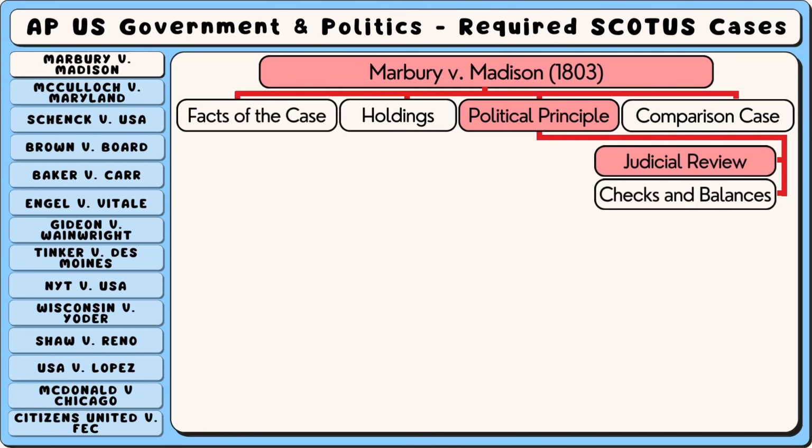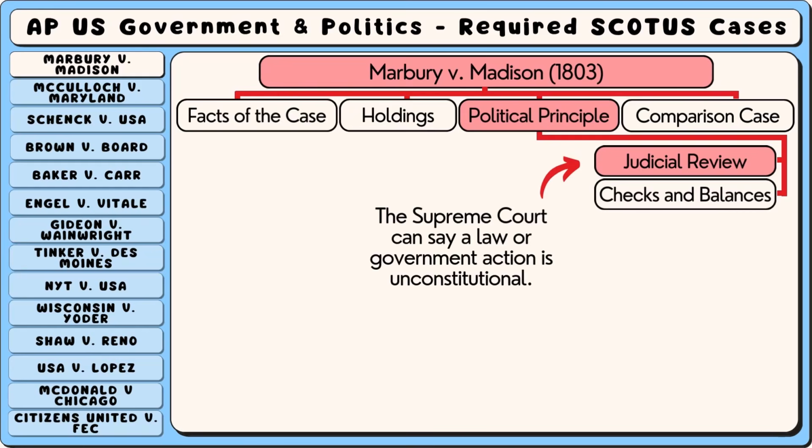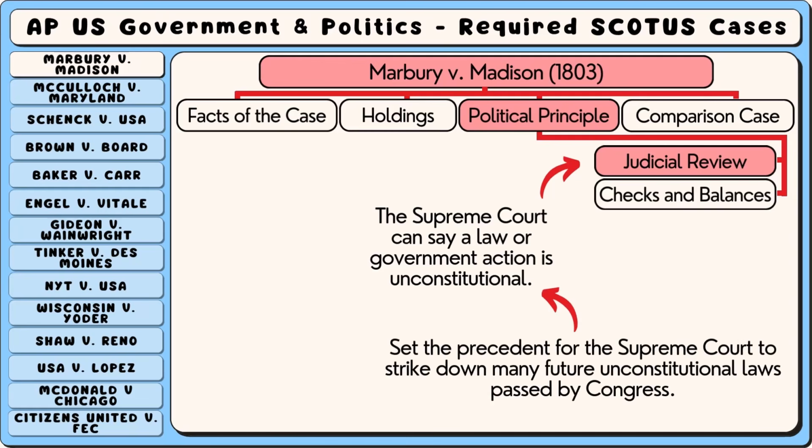First, this case established judicial review for the first time. Judicial review means the Supreme Court can say a law or government action is unconstitutional. This set the precedent for the Supreme Court to strike down many future laws that Congress passed, which the court found to go against the Constitution.